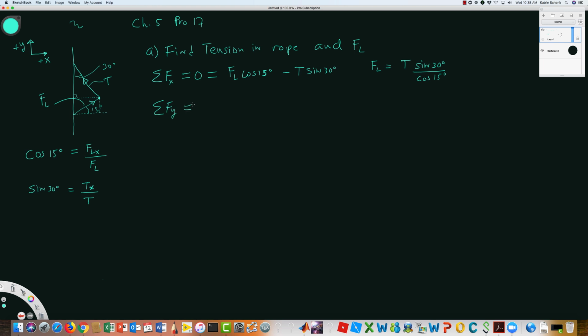Not moving, right, or not accelerating. Could be moving at constant speed, which is not the case here, and still have the forces sum to 0, right? But there's no acceleration. So this has to add to 0, and now we have to figure out what all the forces are in the y direction.